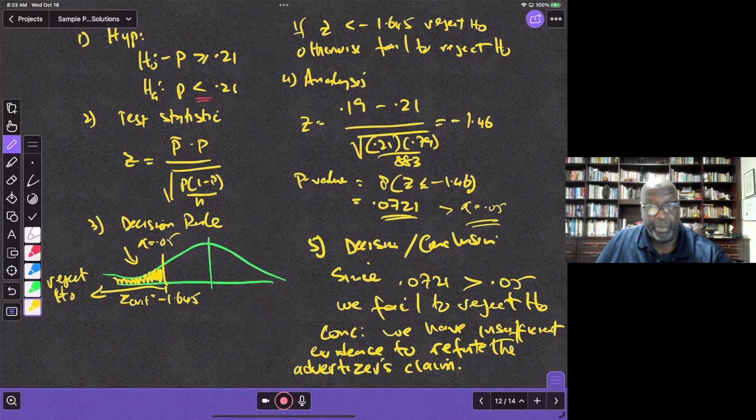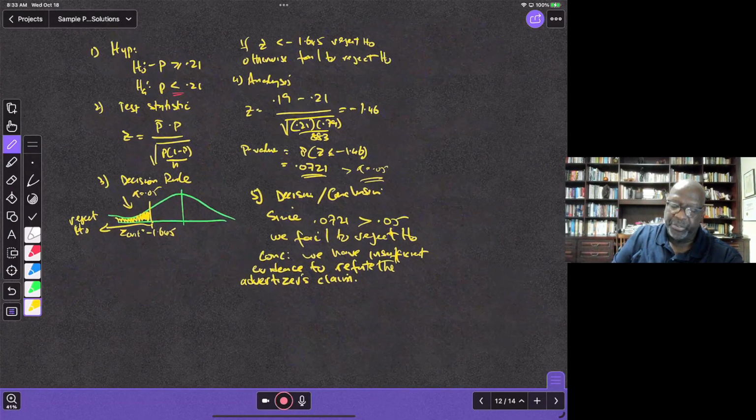Even though we got a sample proportion of 0.19, it was not enough. The sampling error was only 1.46 standard deviations away from the mean. But we said to be considered an outlier in this case, you have to be 1.645 standard deviations away from the mean, and so therefore the evidence is not strong enough.